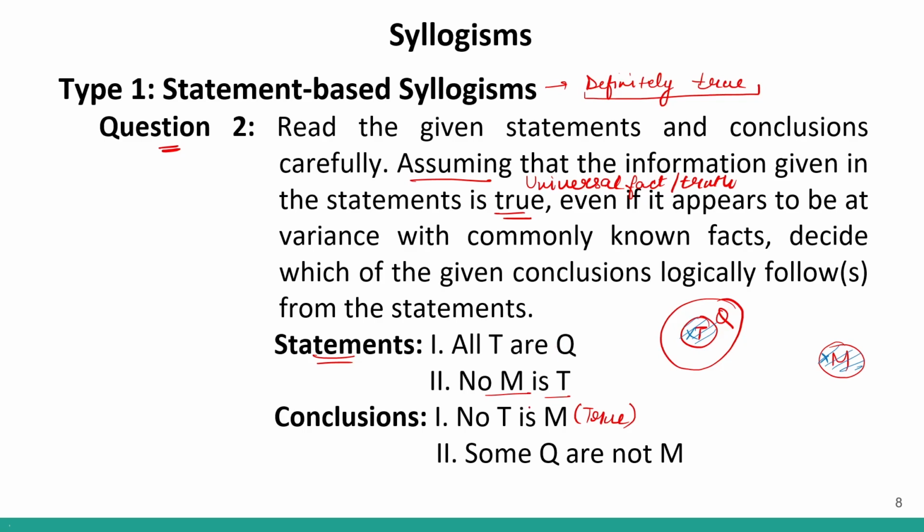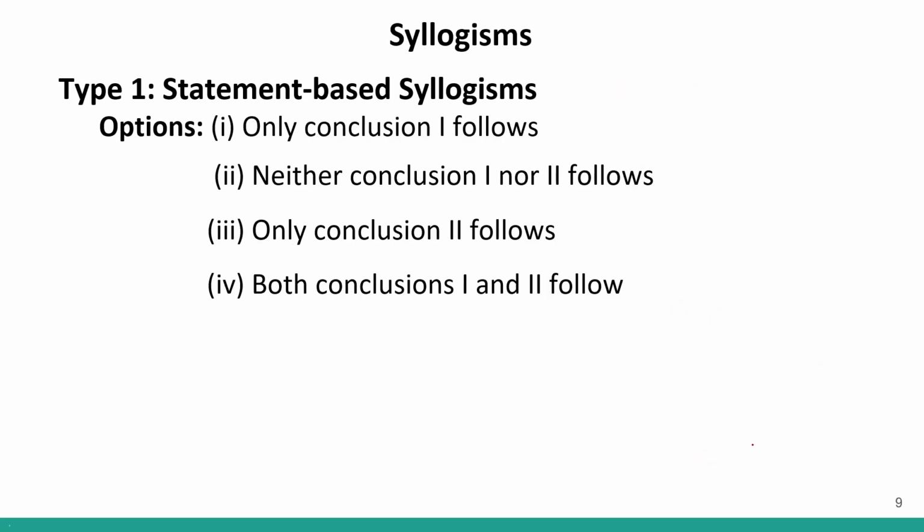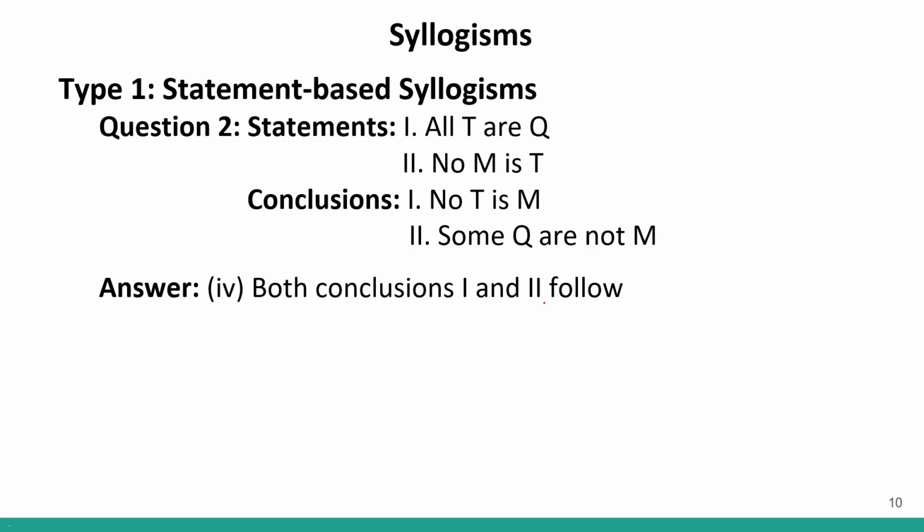Now, second one is some Q are not M. Over here I can see this portion of Q is definitely not M, because this portion of Q is T, correct? And T is definitely not M. So this one is also true. If I look at the options, option 4 says that both conclusion 1 and 2 follow. So this will be the correct answer. Both conclusions 1 and 2 will follow.